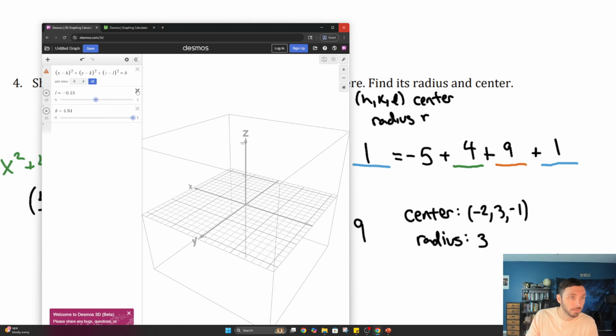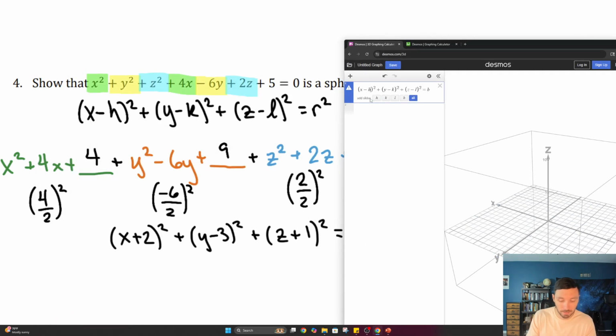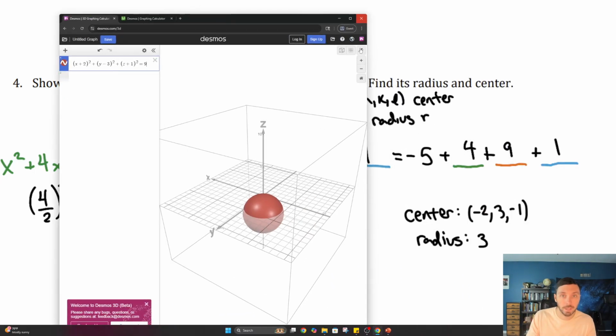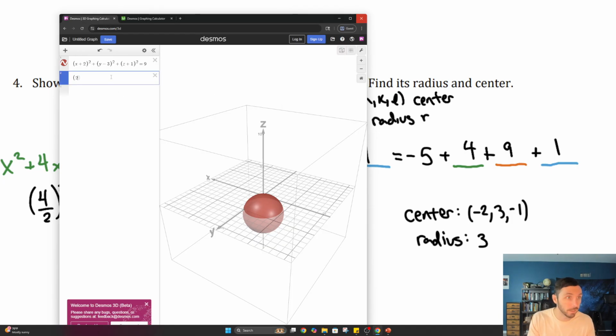So this is how I'll end the day here, people. I'm going to get rid of all these sliders. What I'll do is write this out. This is going to be x +2, this is going to be y -3, this is going to be z +1, and this is equal to 9, which is 3 squared. Here it is. And if I make this translucent, I can plot the center at -2, -3, -1. You can see the center right there.